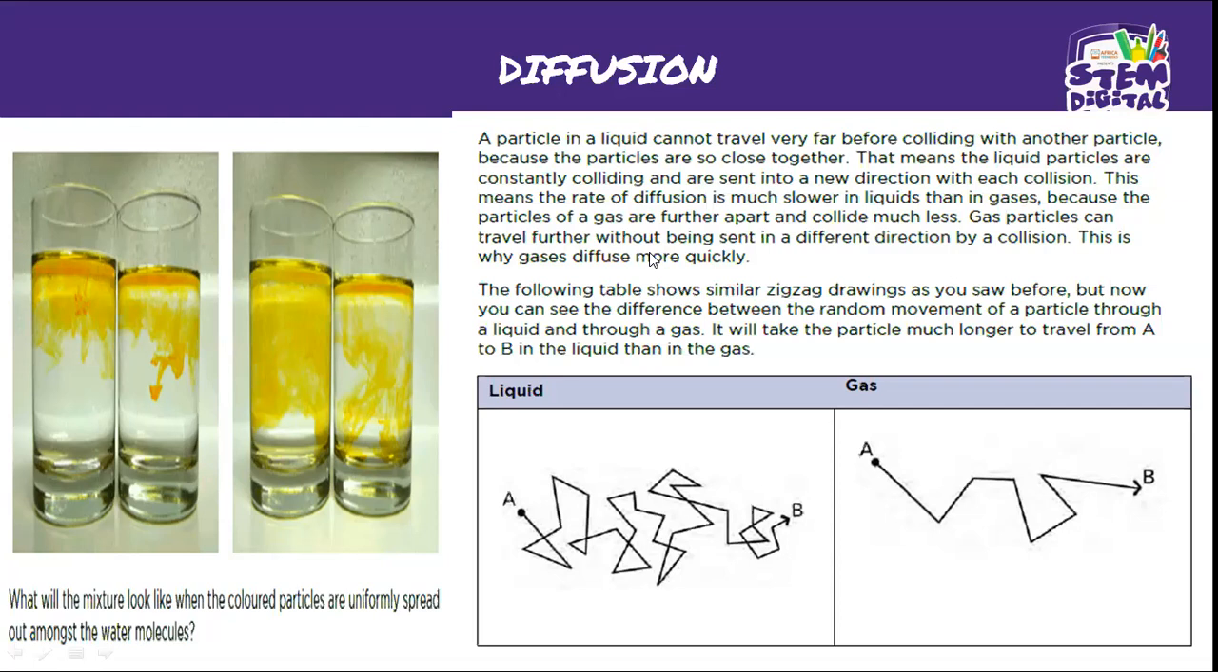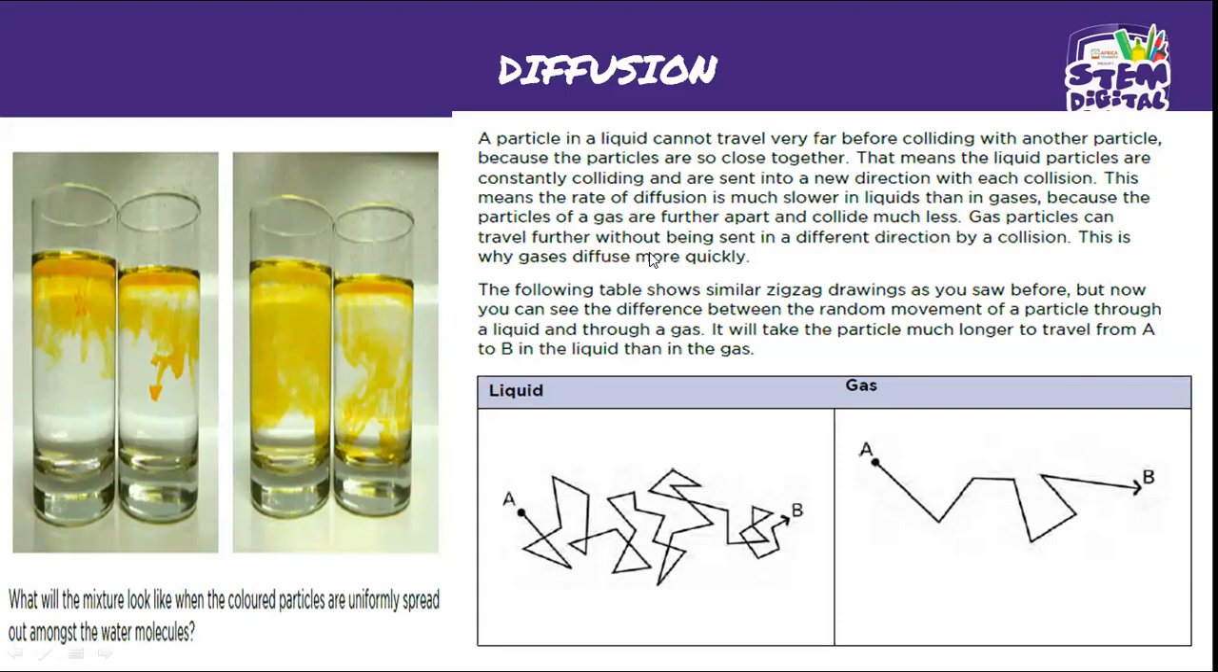So you see, in liquids, the particles are what? Close. In gases, the particles are what? Not that close. They are far apart. So they don't easily collide with each other as compared to that of liquids. So what happens is that gases diffuse faster because there is less collision.